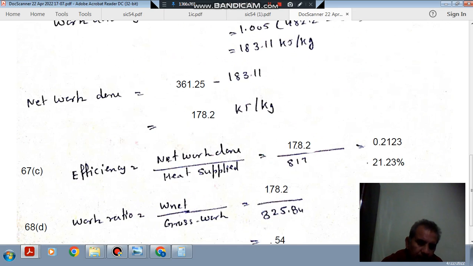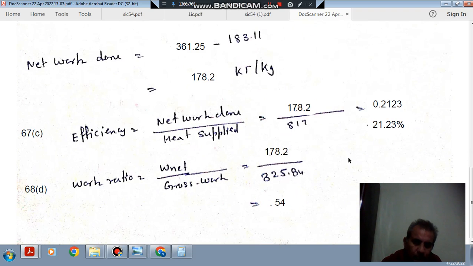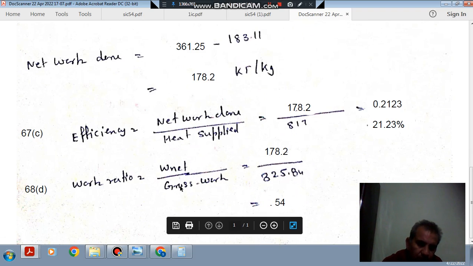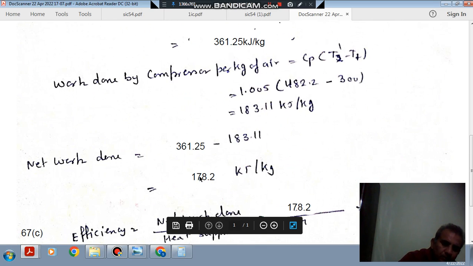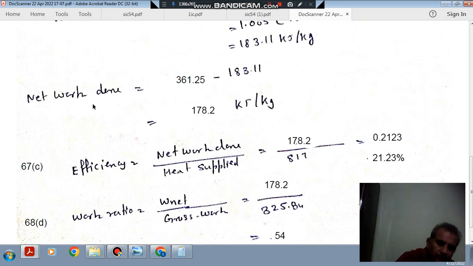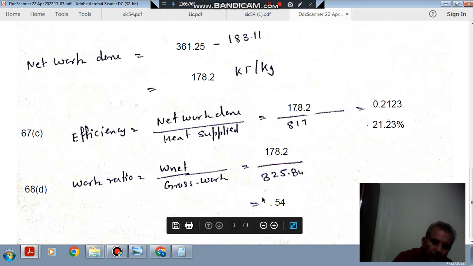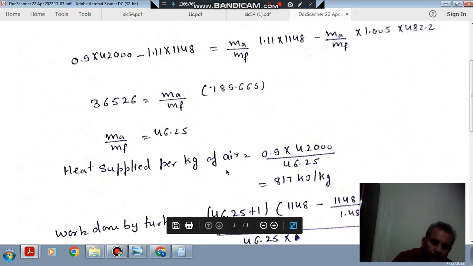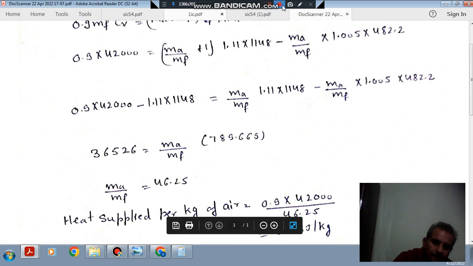Efficiency is net work done divided by heat supplied. Net work done is 178.2 and heat supplied is 817, that is 0.213, or 21.23%. The work ratio is net work divided by gross work, so that is 178.2 divided by the gross work, which is 0.54.